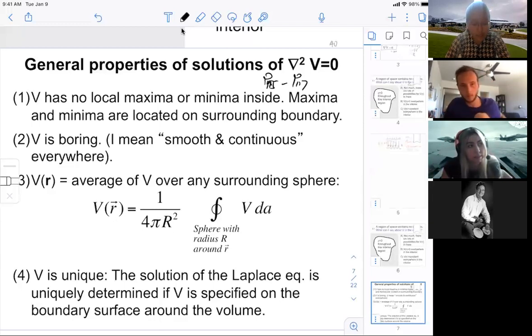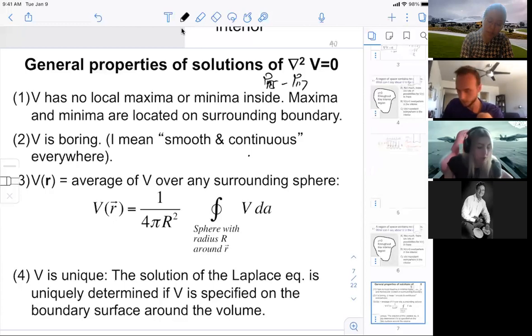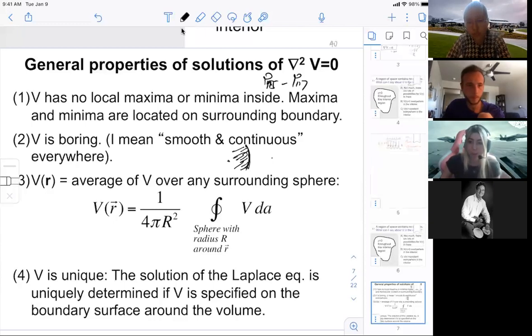And the second point, in Griffiths' words, is that V is boring, meaning that V is always continuous. If you have a V right here at the boundary between two different kinds of materials, then you calculate your V function on this side of the boundary, calculate your V on the other side of the boundary, and you take the limit to be where the boundary is, and these two values better agree because you cannot have a sudden jump in your potential.